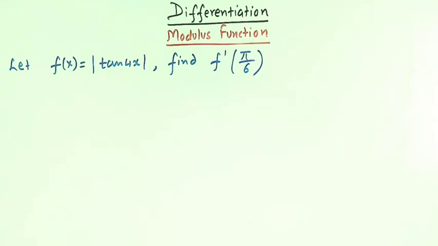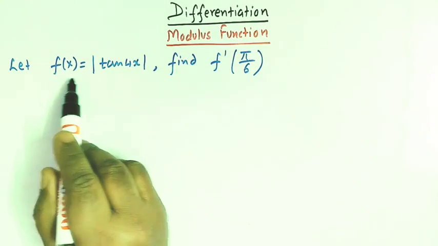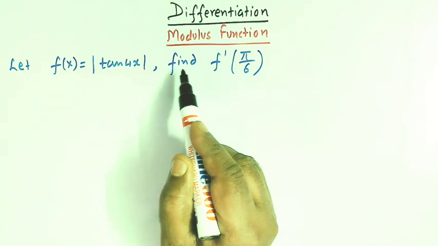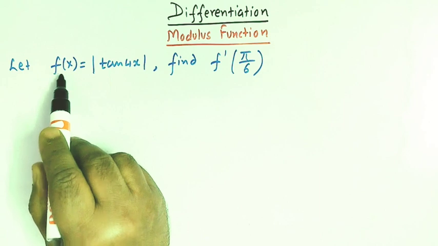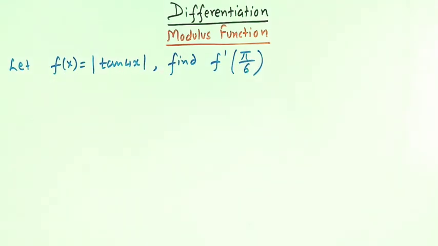Hello viewers, in today's class we are going to discuss one very important and conceptual problem from differentiation, right? Here we have this problem: if f of x is equal to mod of tan of 4x, then we have to find the derivative of this function at x is equal to pi by 6.